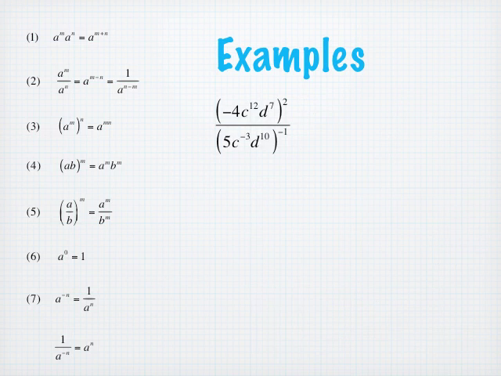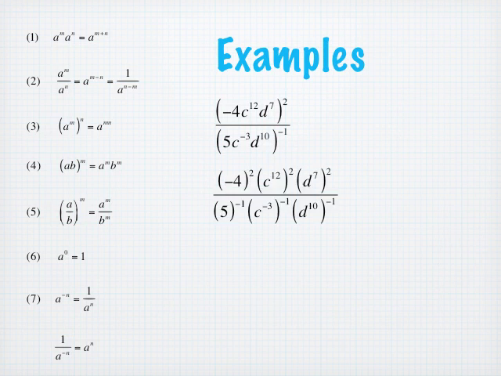Okay, another example. So if we have negative 4c to the 12th, d to the 7th. Again, there are so many different ways you could start this. It really doesn't matter which one you do first. I'm just going to start by using rule 4. So look at rule 4 and see what I will do. Good. Okay, I'm going to give that exponent to everybody in there. Negative 4 gets squared, c to the 12th gets squared, d to the 7th gets squared. Then I'm going to give that negative 1 to everybody there. 5 to the negative 1, c to the negative 3 to the negative 1, d to the 10th to the negative 1.